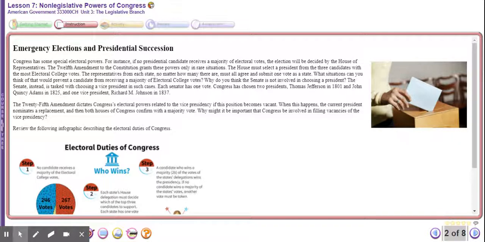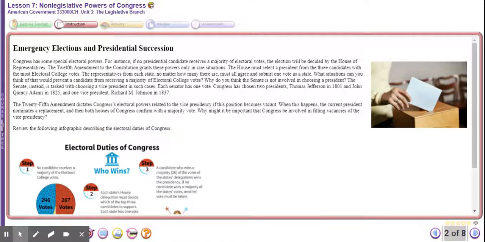Okay, so what situations can you think of that would prevent a candidate from receiving a majority of electoral votes? For example, Congress chose two presidents, Thomas Jefferson in 1801, John Quincy Adams in 1825, and one vice president, Richard Johnson, in 1837. In each of those elections, there was a third candidate. Whenever there was a third party candidate, or in the election of 1824, there were actually four, it makes it harder to achieve a majority, more than 50%.